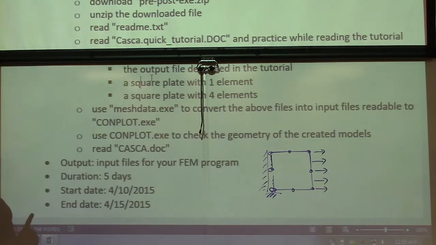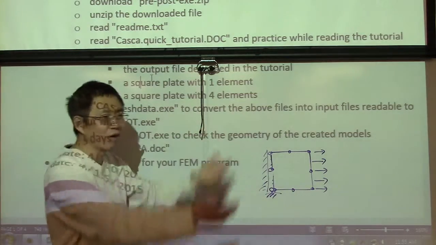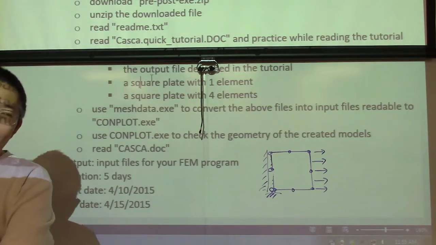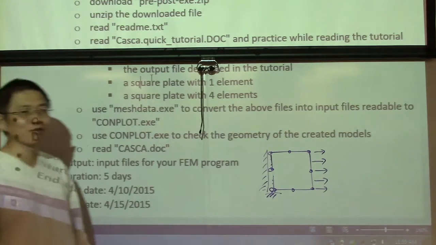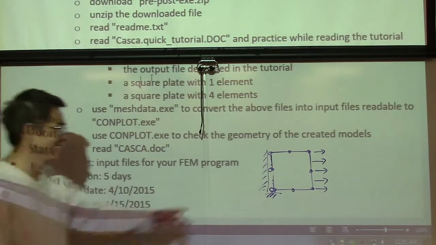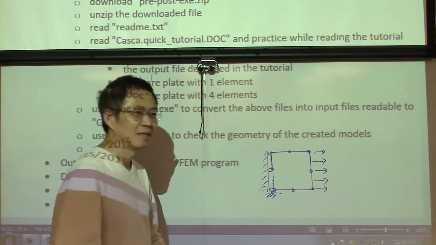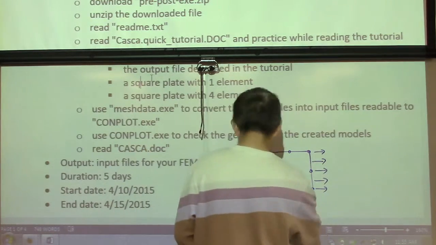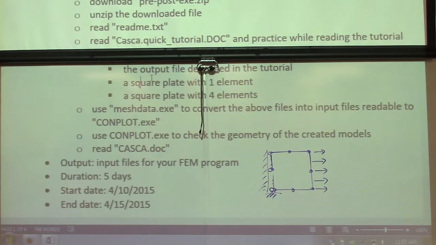Sometimes you may have a program that works for a simple problem like that, but gives you wrong results for a more complicated problem. But if it cannot work correctly for this problem, you can say for sure that your program is incorrect. All right, so this is the first problem. I call it the one element model. And then another one will be the 4 element model.